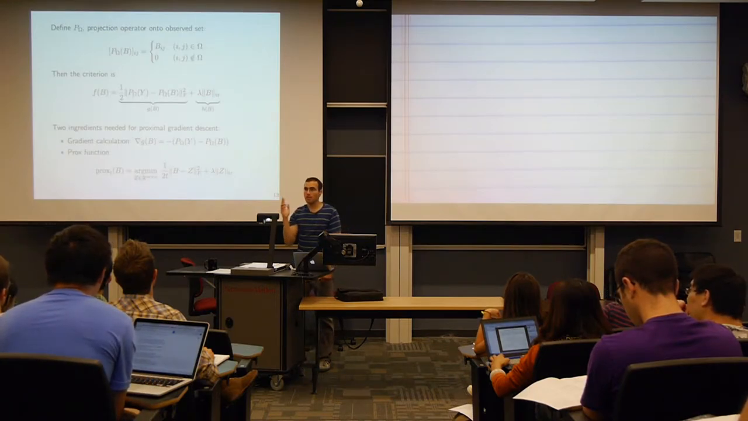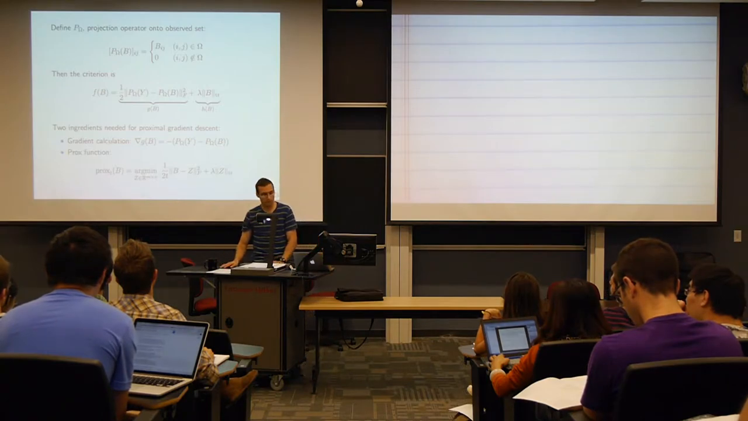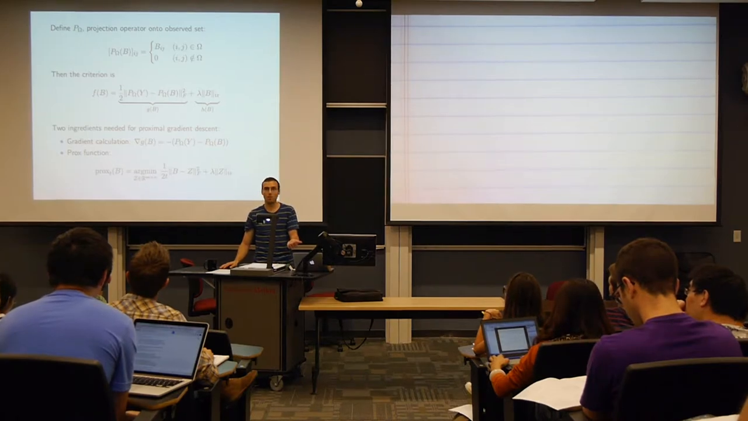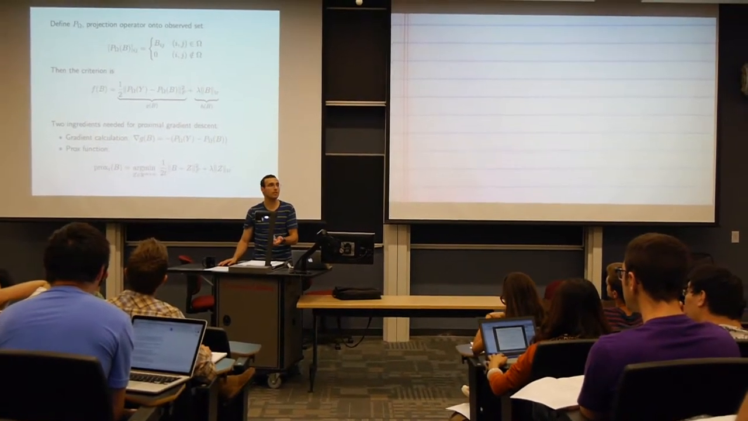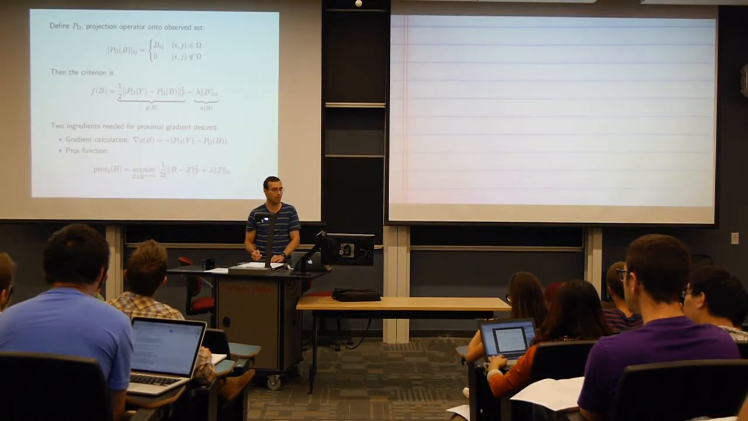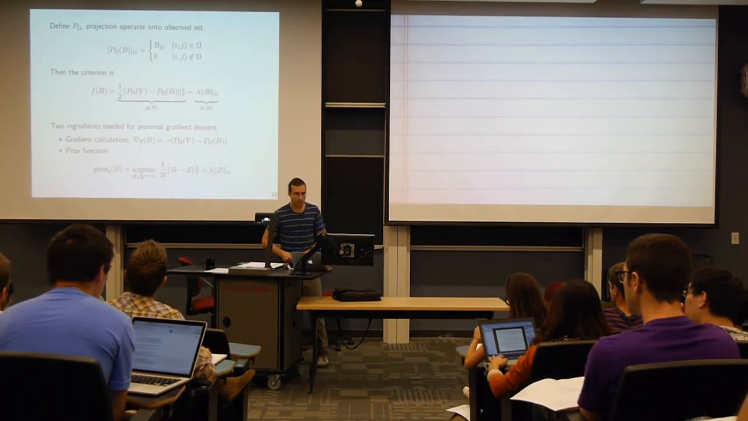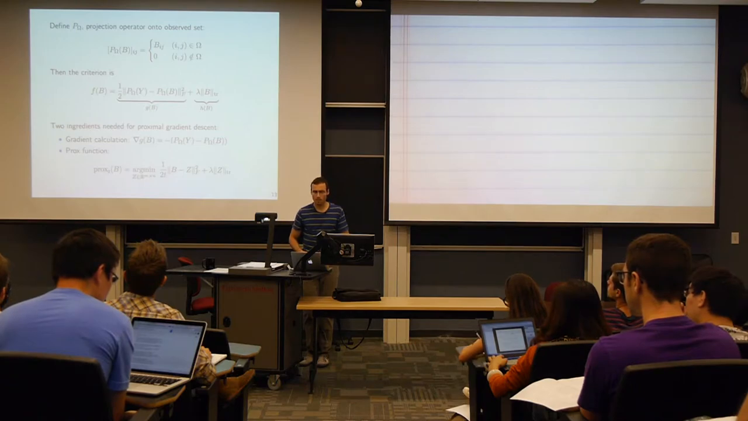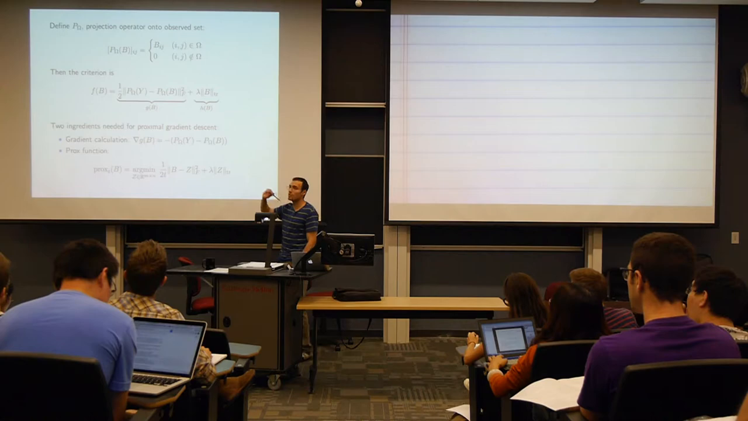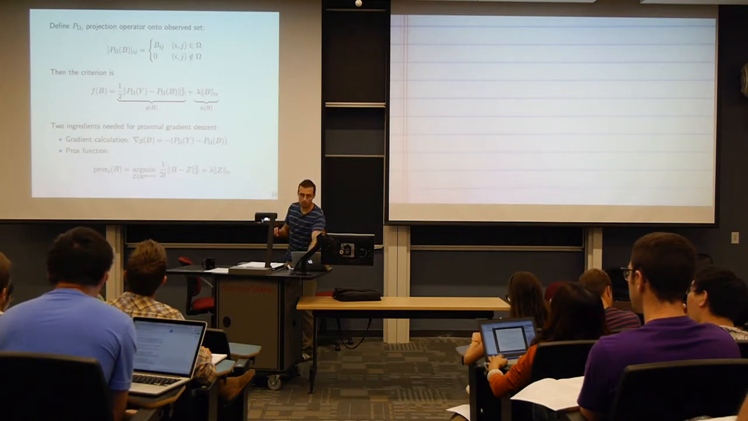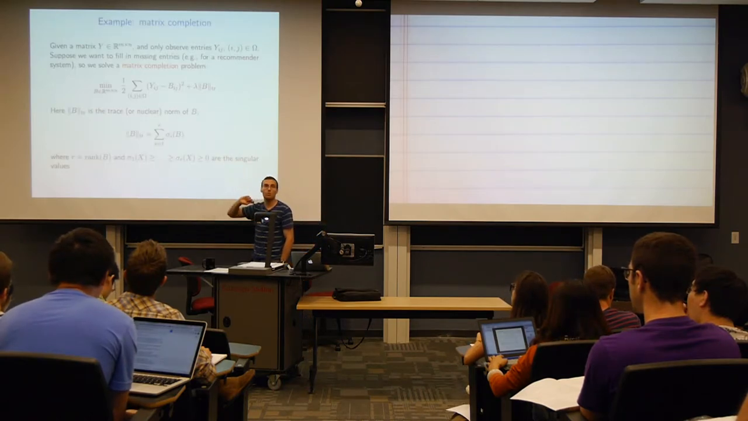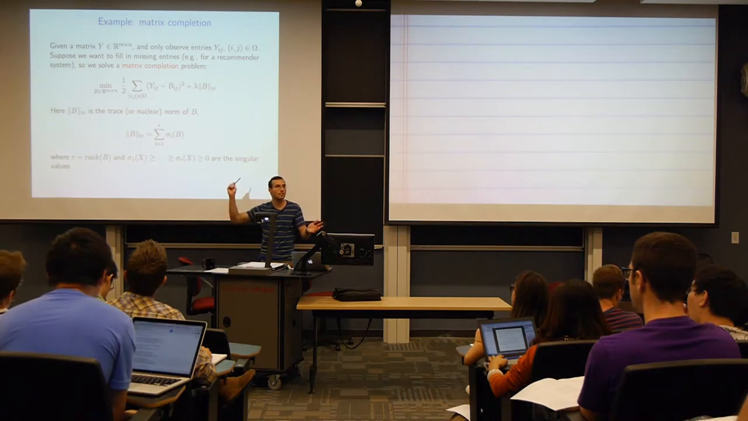There are two ingredients needed to apply proximal gradient descent, just like every other case of applying proximal gradient descent. We need to calculate the gradient of the smooth part, and we need to calculate the proximal operator. Once we do that, we're all set. We just follow the steps. So the gradient calculation is somewhat simple. I just wrote it in this notation because it's most convenient to do so. But you could have also just thought about differentiating this criterion with respect to beta_ij for all i and j. You get the same thing.